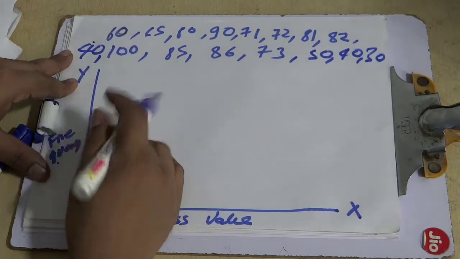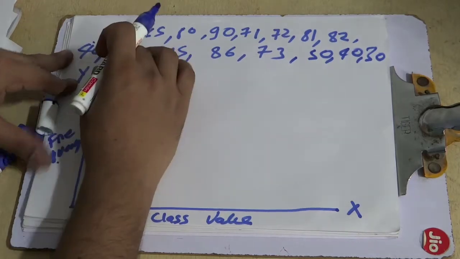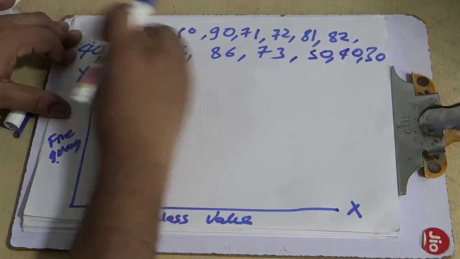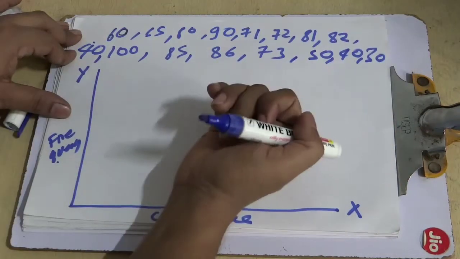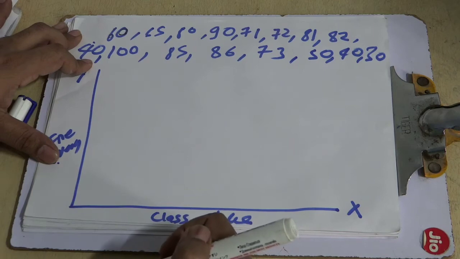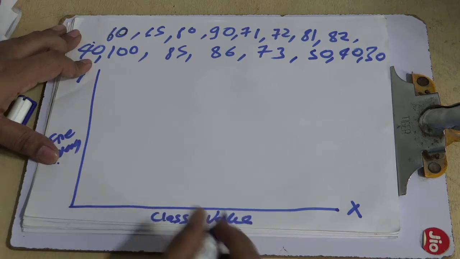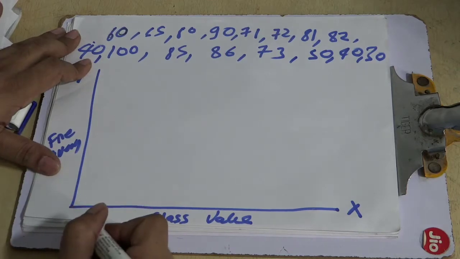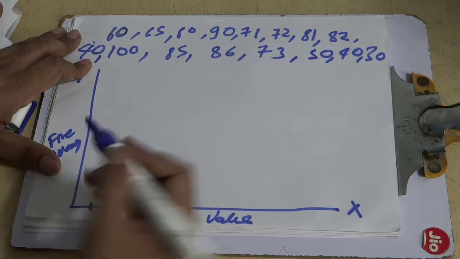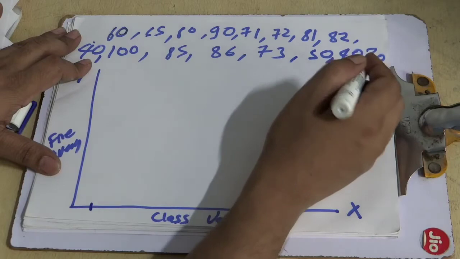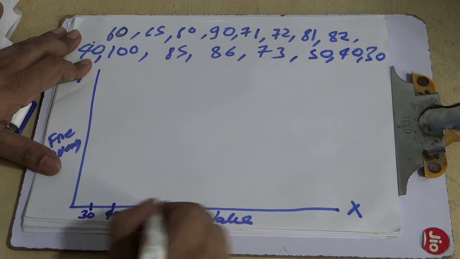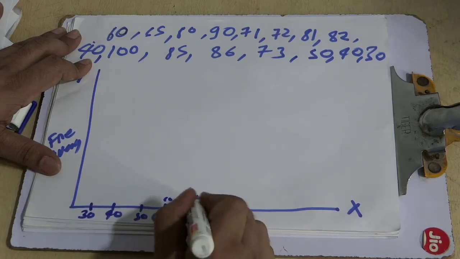Okay, so first of all, you should arrange this data in ascending or descending order, it doesn't matter which, but first you should arrange the data. Otherwise it will be very difficult to draw this. Then we have to draw the class values. Here we are taking 10, you can also take 5. Okay, I'm taking 5. What is the smallest data here? This is 30. So let's start with 30, 40, 50.